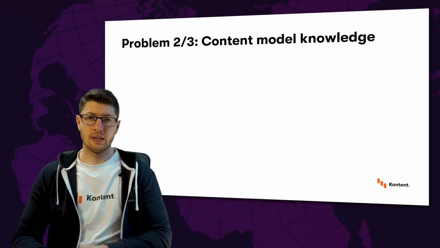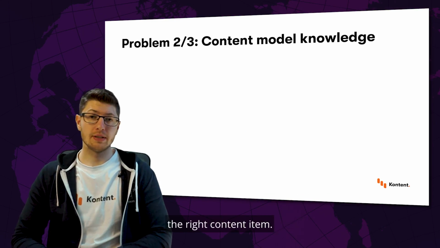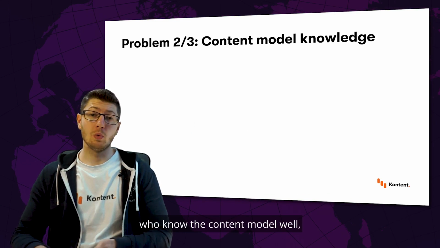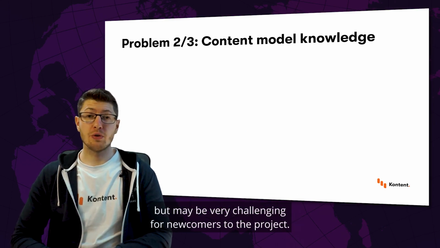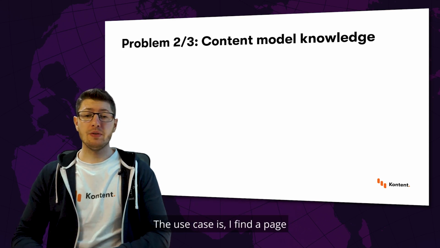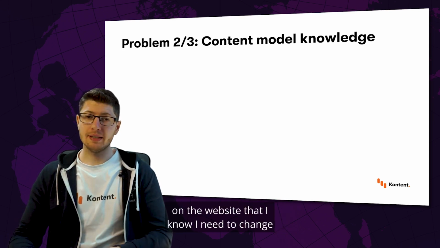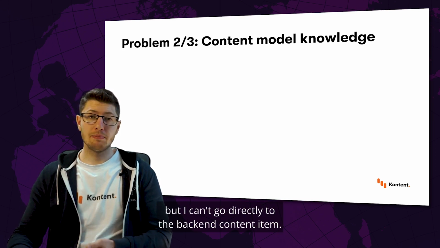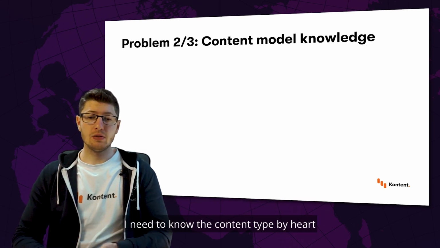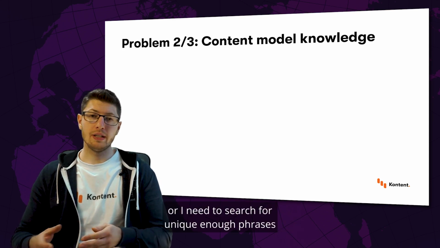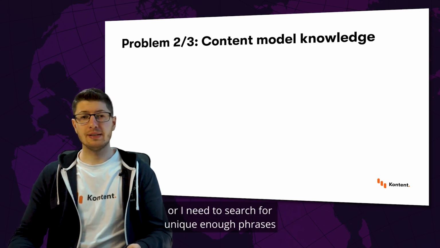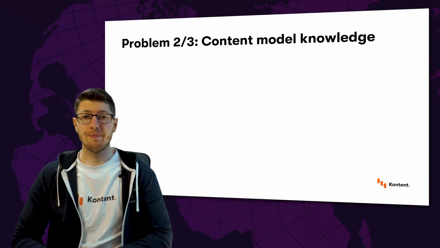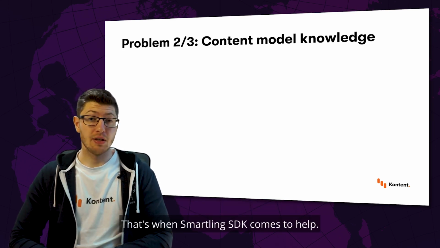Now, the next problem is with finding the right content item. This may be easy for experienced editors who know the content model well, but may be very challenging for newcomers to the project. The use case is, I find a page on the website that I know I need to change, but I can't go directly to the backing content item. I need to know the content type by heart, or I need to search for unique enough phrases in the headless CMS in order to find the right content item. That's when Smartling SDK comes to help.